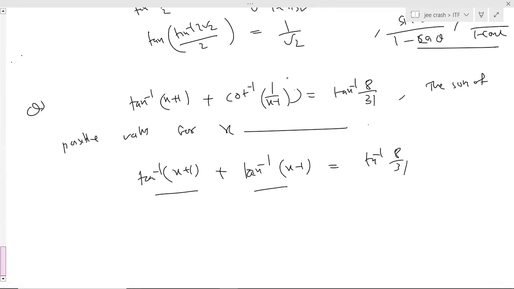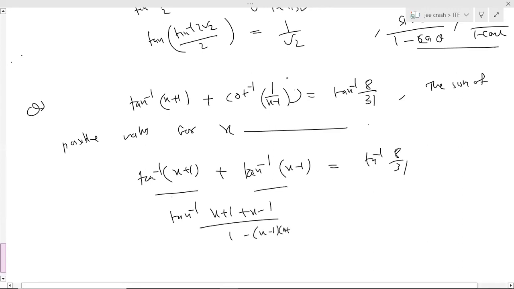Now this formula, tan inverse x plus tan inverse y is tan inverse (x plus y) upon (1 minus xy), and this is equal to tan inverse 8 upon 31. All right.